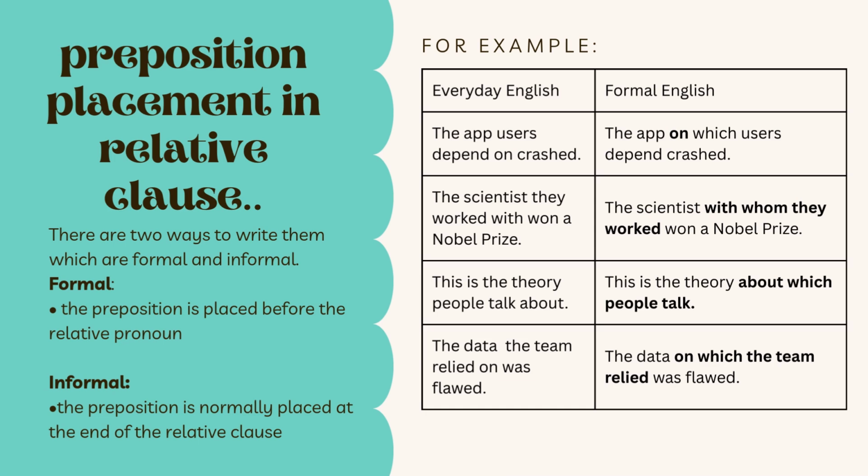For the second one, in everyday English: the scientists they work with won a Nobel Prize. The preposition is placed at the end of the sentence. And in formal English: the scientists with whom they work won a Nobel Prize. As we can notice, for everyday English, the preposition is normally placed at the end of the sentence, and for formal English, the preposition is placed before the relative pronoun.